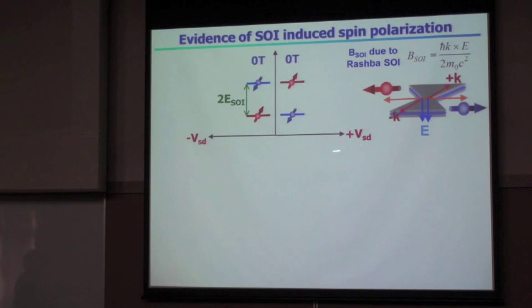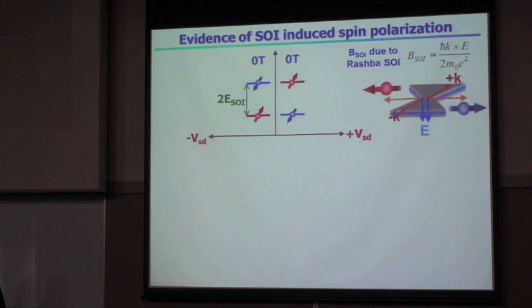Since we can change the source drain bias voltage direction, we can change the momentum direction. So when we apply a positive source drain bias voltage, let's say down spin is polarized in this case. However, when we change to a negative source drain bias voltage, we get the up spin polarization. There is some finite spin splitting energy like this. However, at zero magnetic field, we cannot distinguish these two states because the spin splitting energy is almost the same.